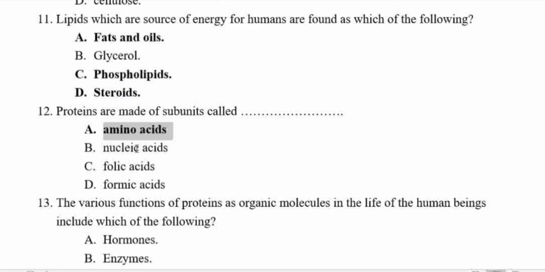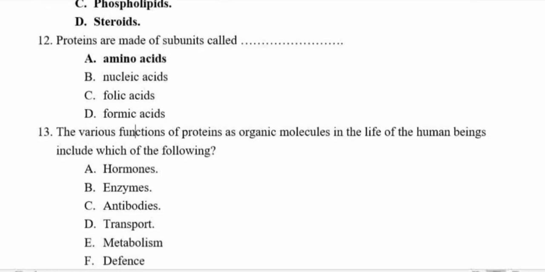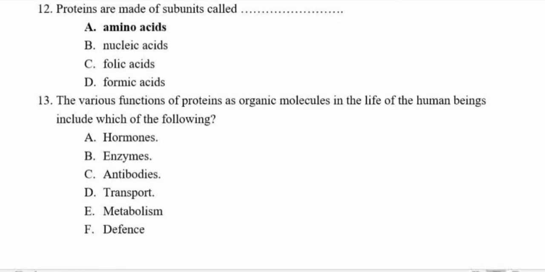We know nucleic acid to be one of the major organic molecules. Maybe those of you who are pregnant women, or who have been pregnant before, it is possible that you've taken some folic acids before. And then we also know formic acid. I think at the SHS level, we noted that ants, for example, have formic acids in their body. But our best option here is amino acids. Proteins are made up of subunits called amino acids.